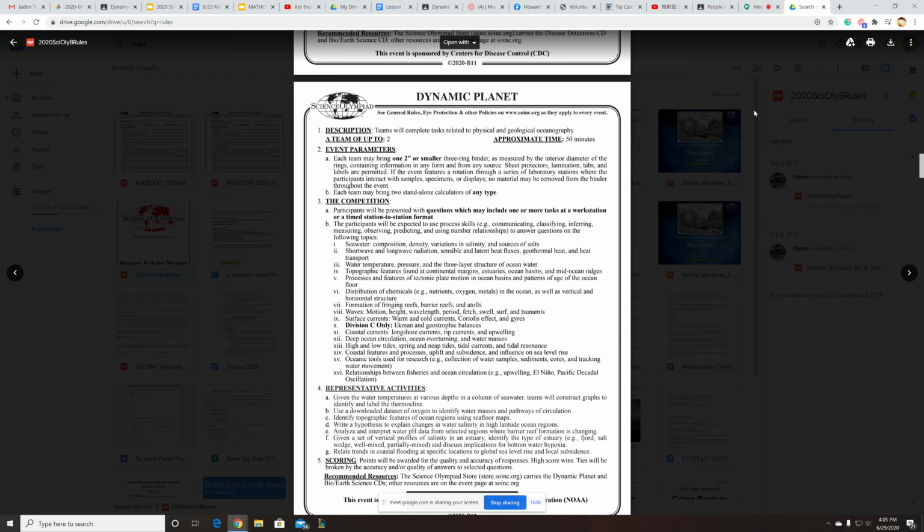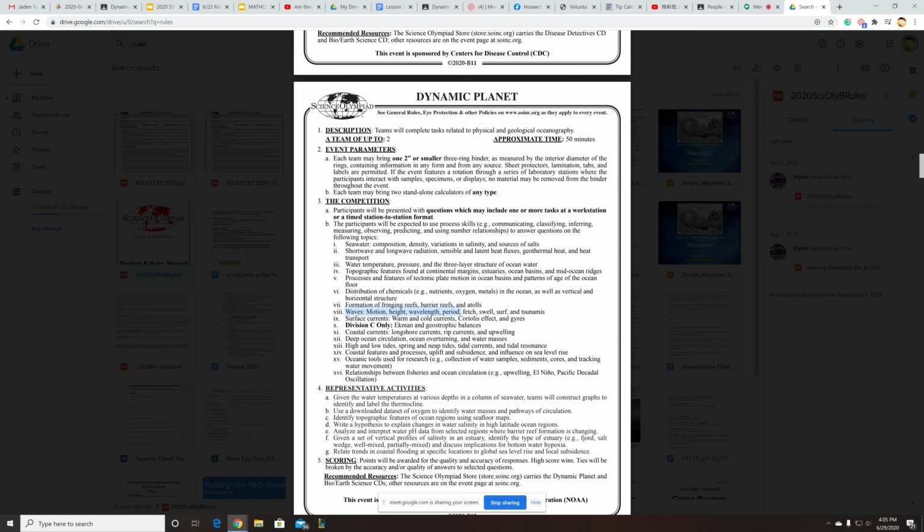An example would be waves: motion, height, wavelength, and period. These four are pretty much copied and pasted onto a diagram in every Dynamic Planet test. So that's one example where it could come into play.